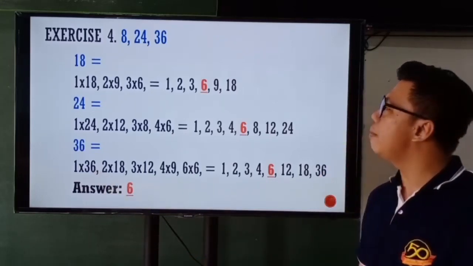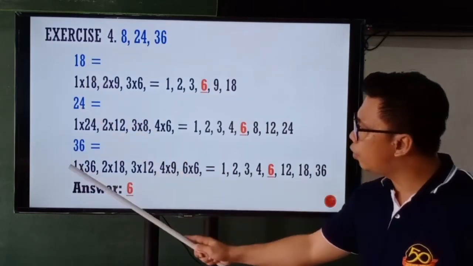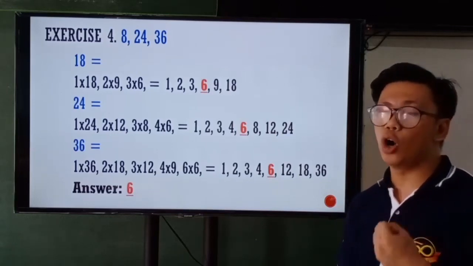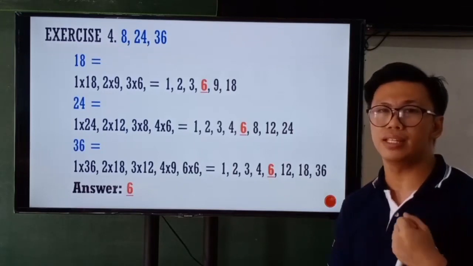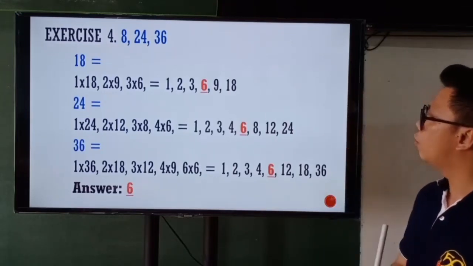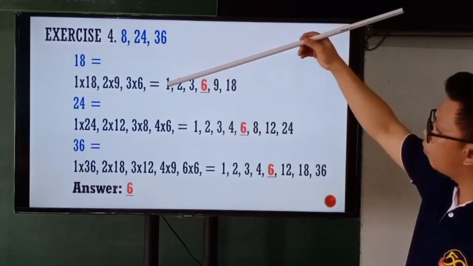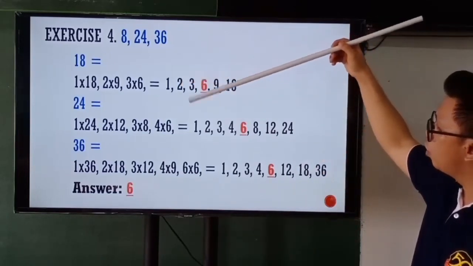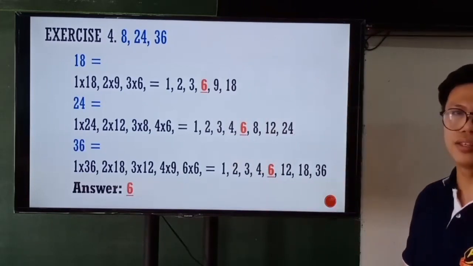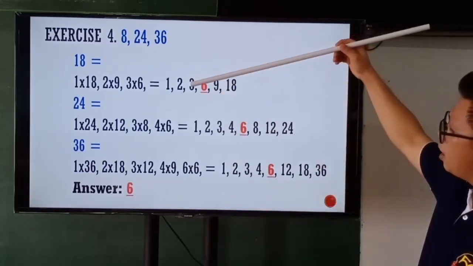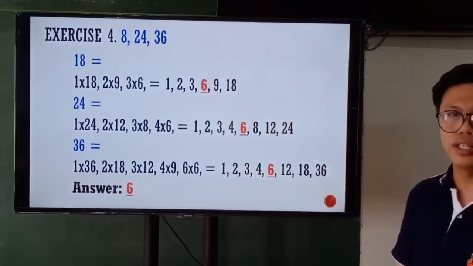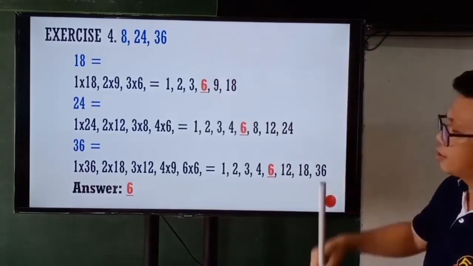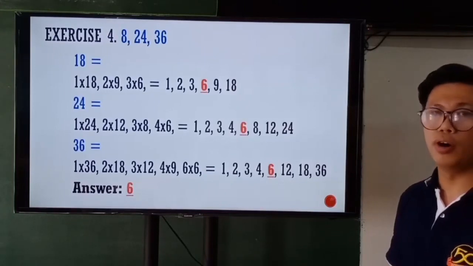So after getting the factors of 18, 24, and 36, what's next? Very good. We will find the common factors. Common factor means the same number. So look now. What are the same numbers? We have 1, 1, and 1. What's next? We also have 2, 2, and 2. What's next? We have the same number 3, 3, and 3. What's next? We have 6, 6, and 6. So those are our common factors.